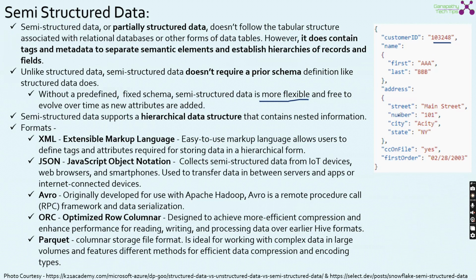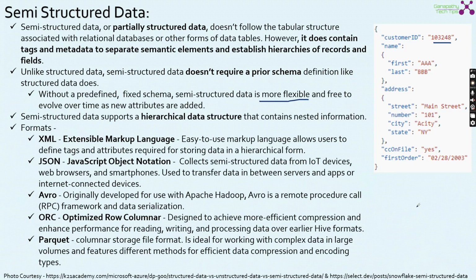Here you can see, say I want to add a new address field. That is pretty easy. Say I want to add another full name field for the name. That is also pretty easy. Say I want to remove CC on file. That is also pretty easy. This schema gives you a lot of freedom. It is very easy for you to evolve. That is the reason why semi-structured data is very common across the industry.